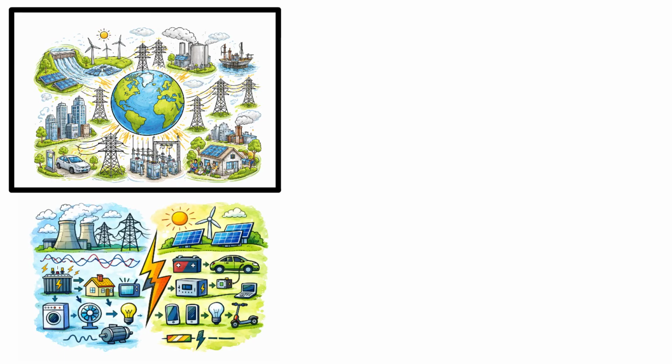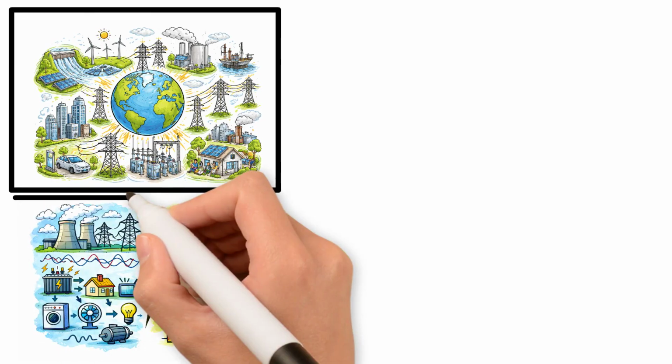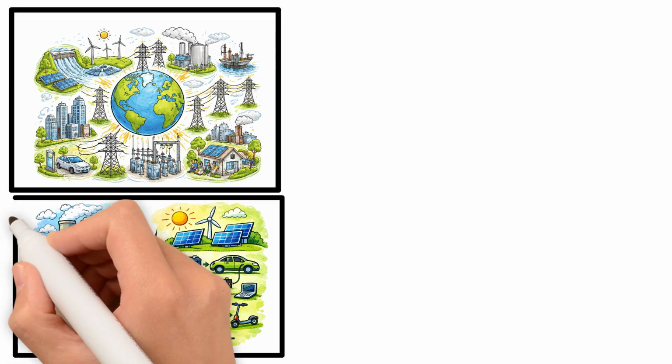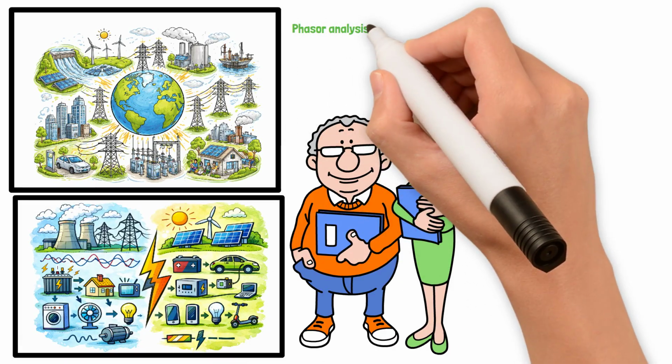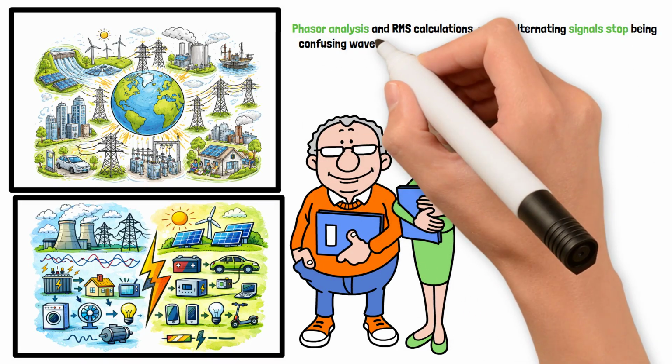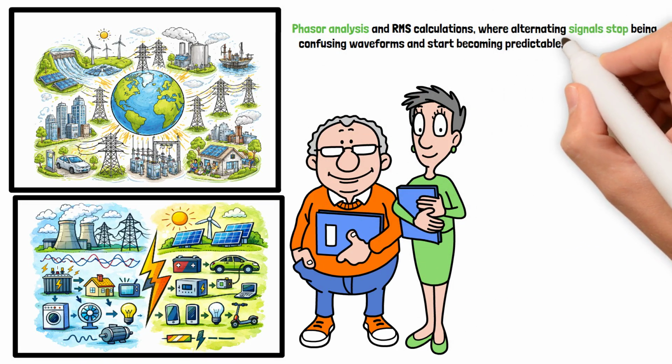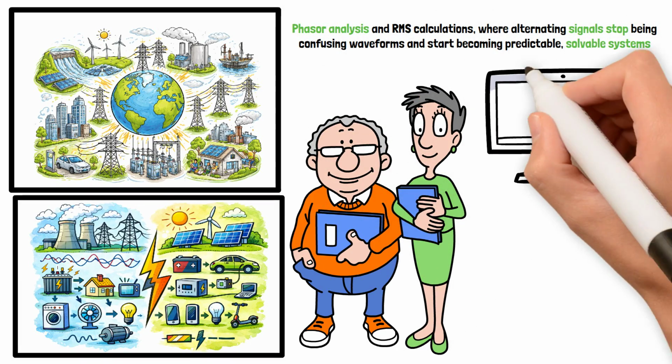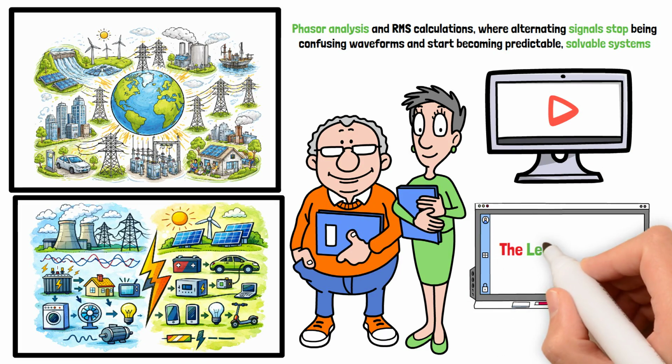Now that the intuition behind AC and DC systems is clear, the next step is to dive deeper into phasor analysis and RMS calculations, where alternating signals stop being confusing waveforms and start becoming predictable, solvable systems. And that's exactly what we'll explore next here at the Learning Studio.